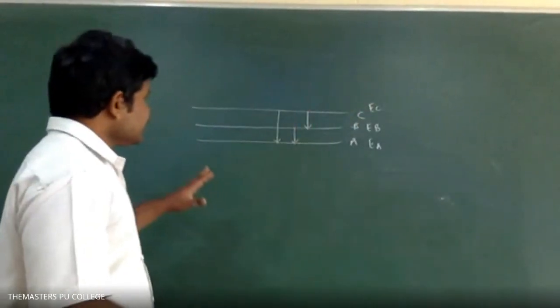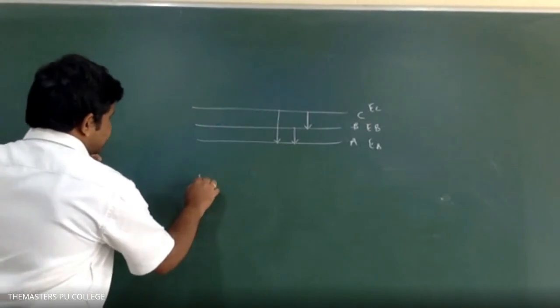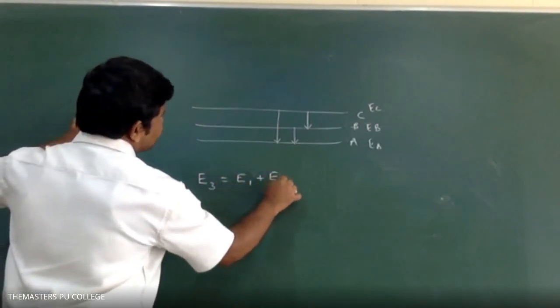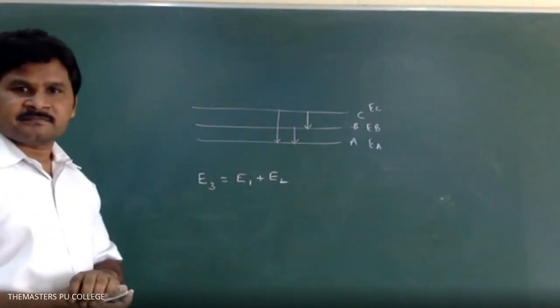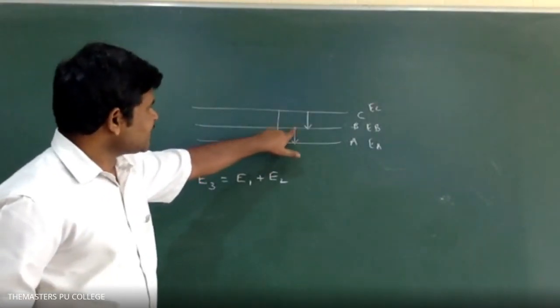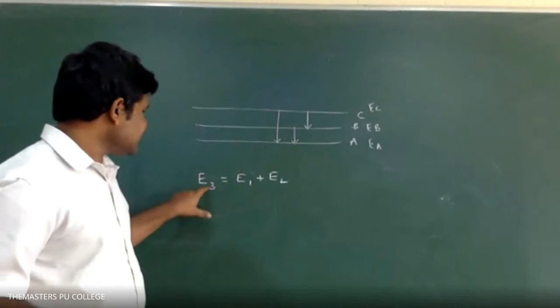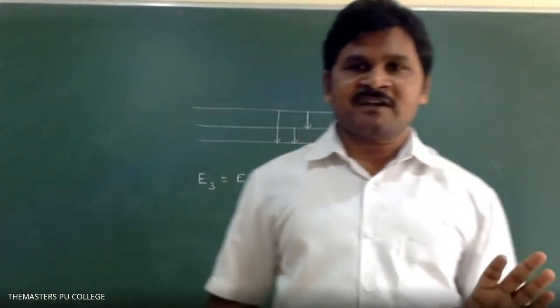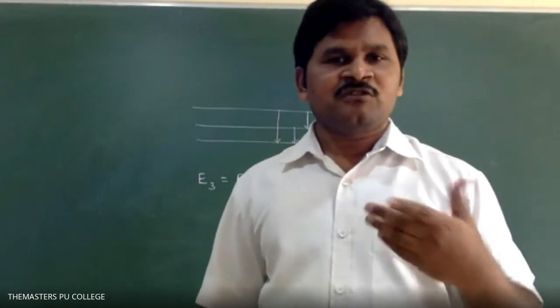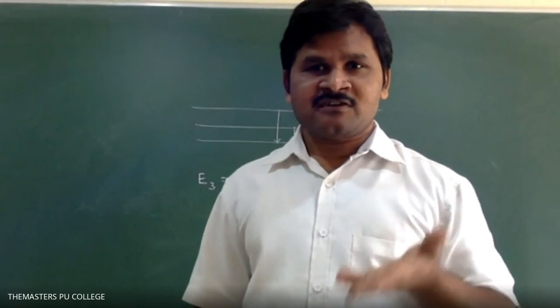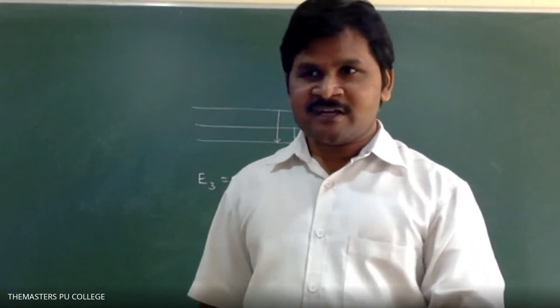See, E3 is equal to what can we write now? E1 plus E2. We are adding this value and this value, and getting this value, meaning E3 is equal to E1 plus E2. Very simple example: you are on the third floor. How to go to the third floor? By crossing the first floor and the second floor. So E3 is equal to E1 plus E2 only, you will write it.